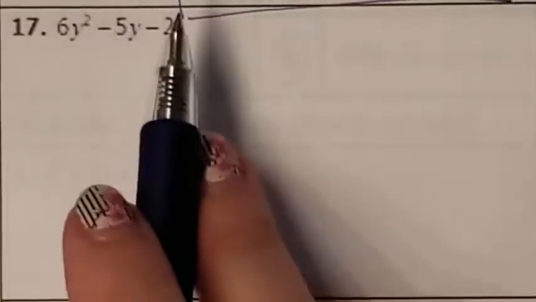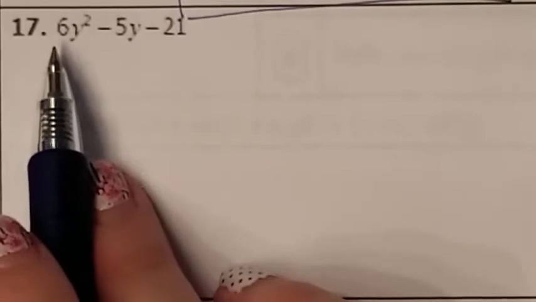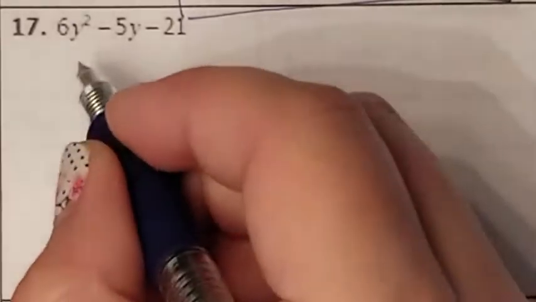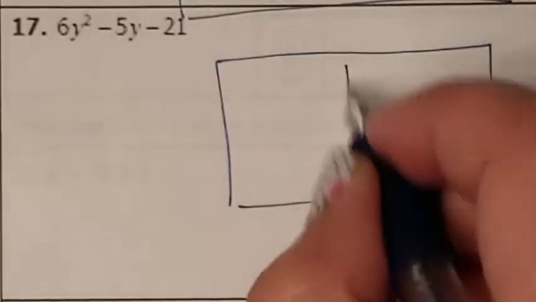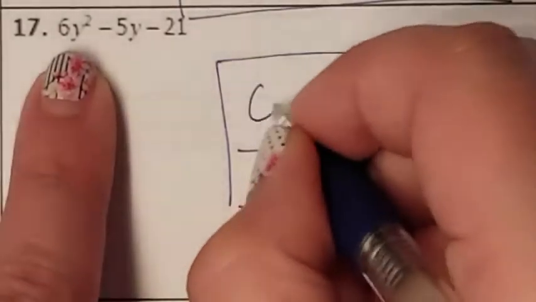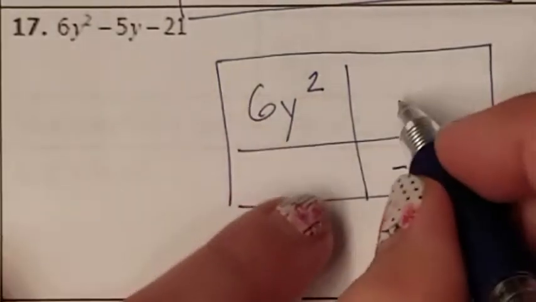I see that there is no number in common for the GCF and there's no variables in common for the GCF. So that means my GCF is a 1. Because A is not 1, I have to do the area model. The 6y squared goes here. The negative 21 goes here. I don't know what goes in these two.